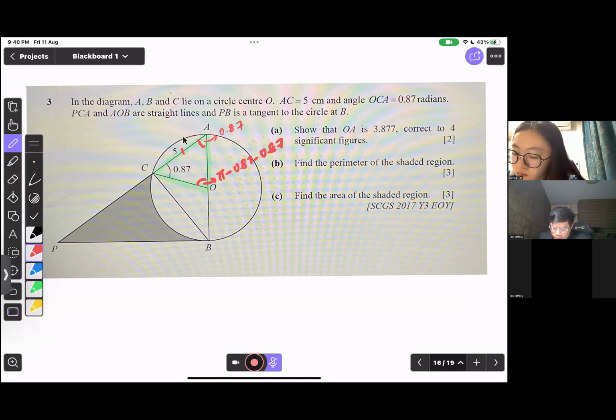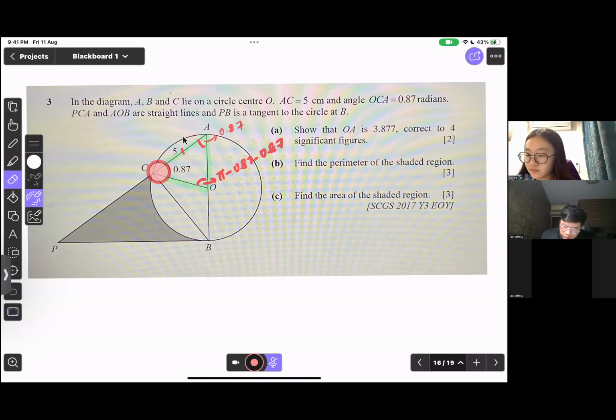Well, I can find it using sine rule. You use sine rule? I use sine rule. But do you get 3.877? Yes, but I'm not sure if my method is correct. Because you use triangle ABC, is it? Yeah, ABC. If you can get this correct, yeah, it's fine. Then you want to find the perimeter of the shaded region, right?